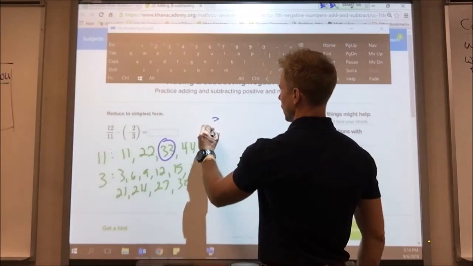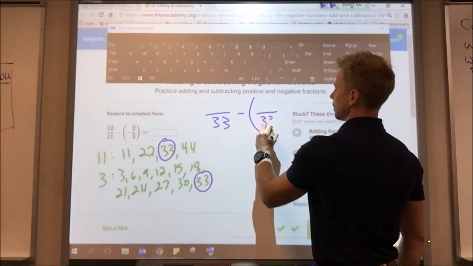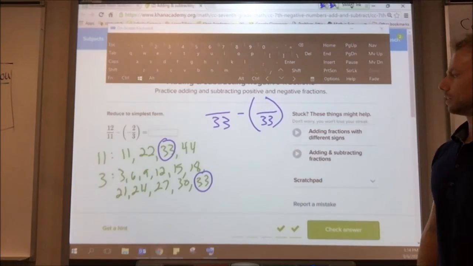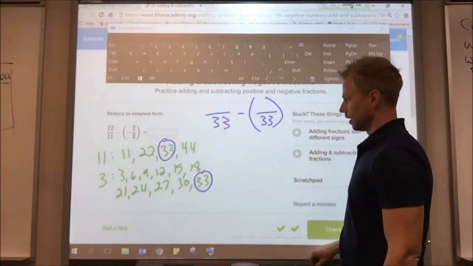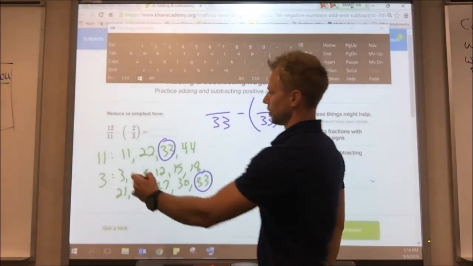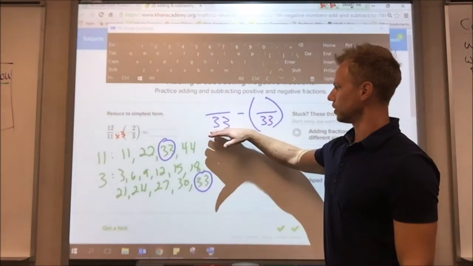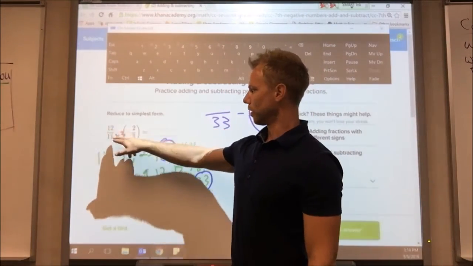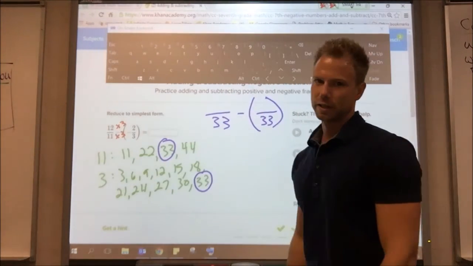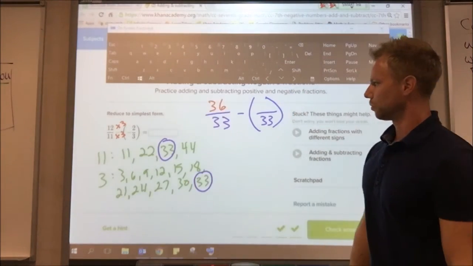All right, so I can rewrite my fractions with 33 on the bottom because I know that's what my common denominator is. Now I have to think, 11 times what gives me 33, and that would be times 3. 11 times 3 is 33. So what I do to the bottom, I have to do to the top. So 12 times 3. 12 times 3 is 36, so that's my numerator.